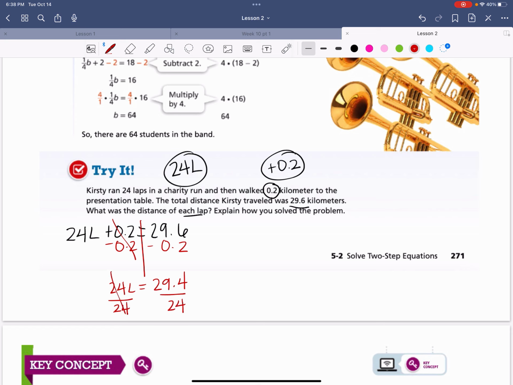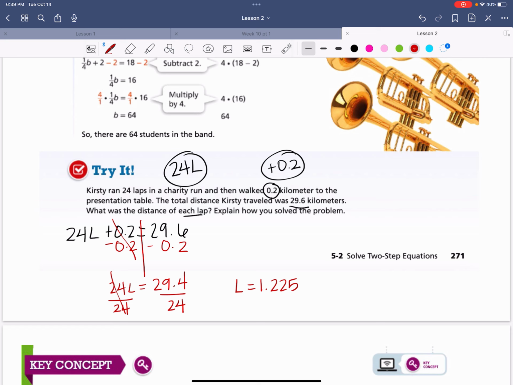In class, we will be able to use Desmos, but for the sake of this video, I'm just going to tell you that L would be equal to 1 and 225 thousandths. Sorry, I lost my mind there for a second. 1 and 225 thousandths. Sorry.